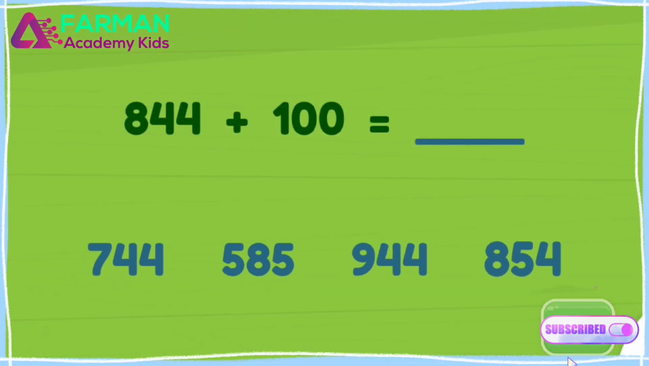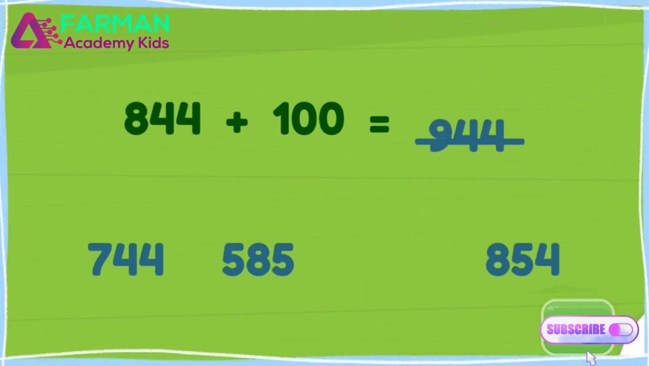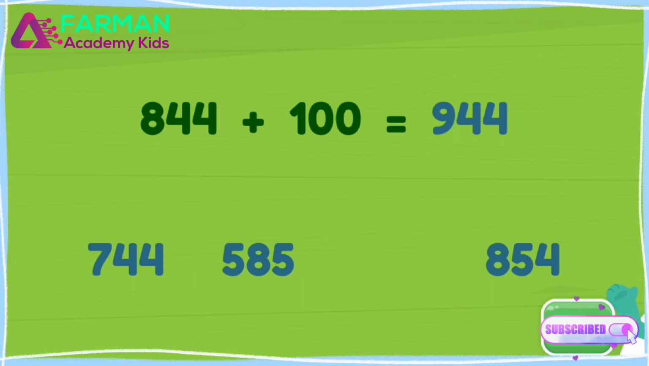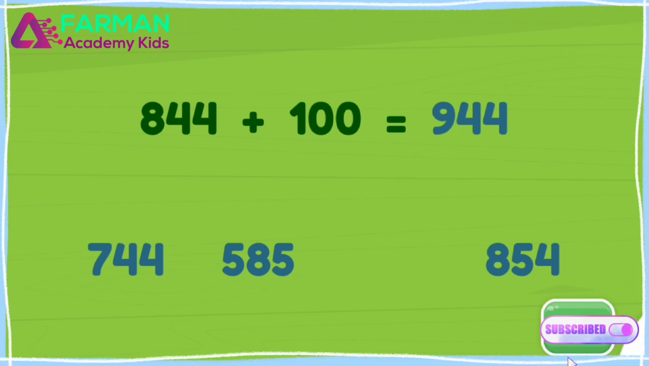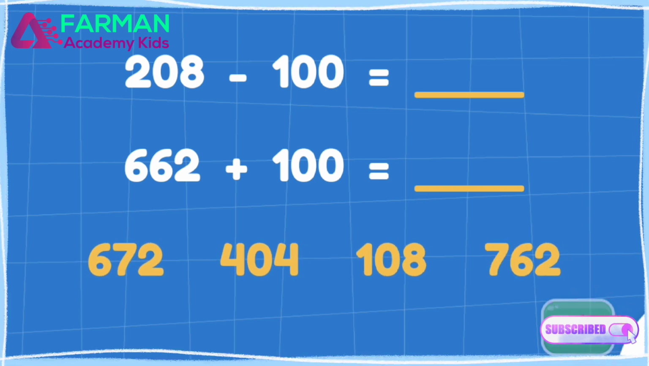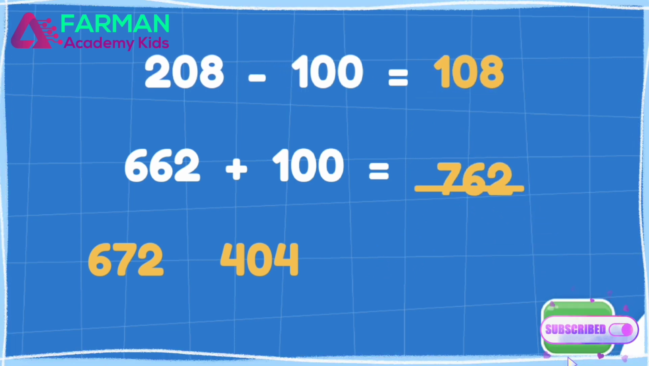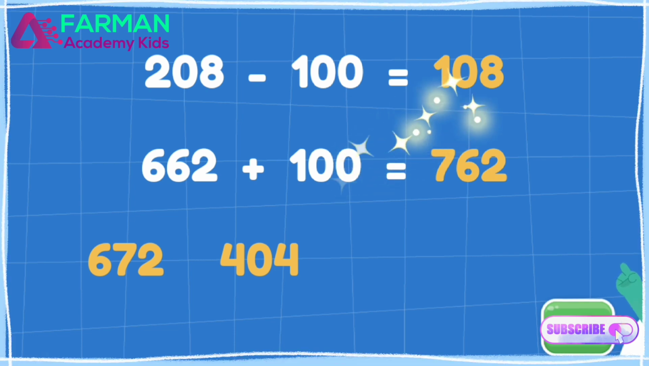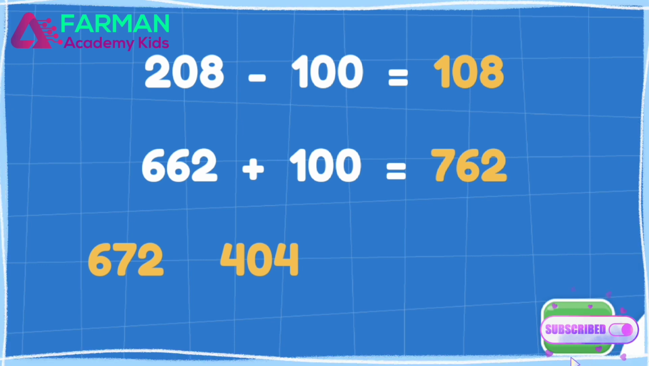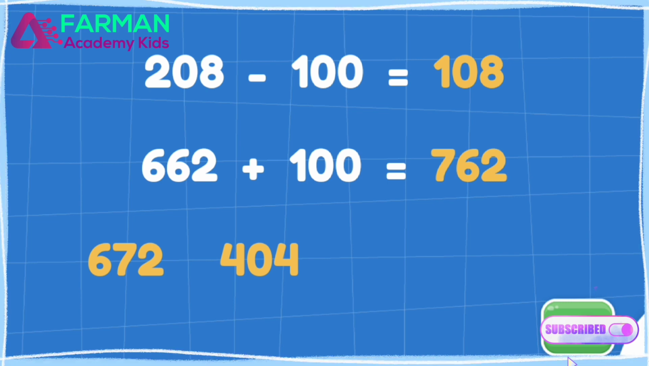Drag the number to the blank to solve the equation. That's right! 844 plus 100 is 944. Drag the numbers to the blanks to solve the equations. Awesome! 208 minus 100 is 108. 662 plus 100 is 762.